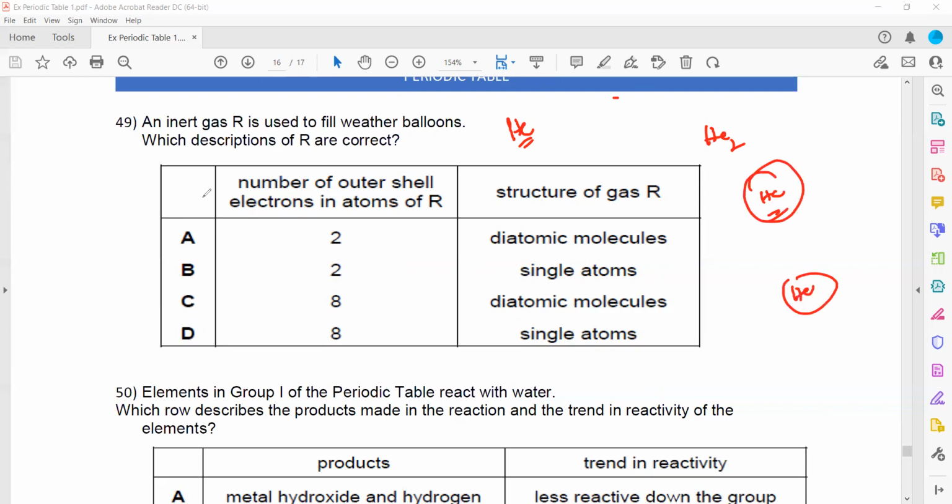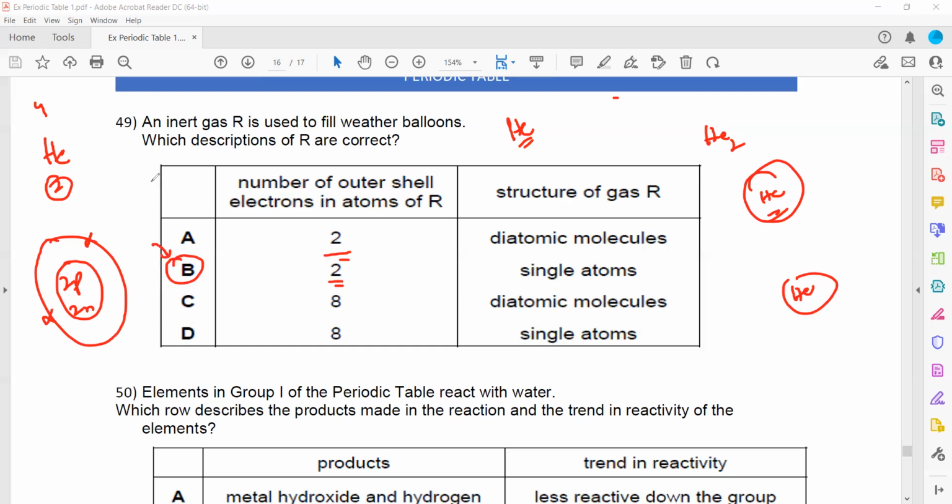And how many electrons? If you check the periodic table, helium has atomic number 2. So 2 protons are there in the nucleus, 2 neutrons because 4 minus 2 is 2 neutrons, and there are 2 electrons in the first shell. So the number of electrons in the outer shell, that's its first shell only, is 2, and it exists as a single atom. That's why B is the right answer. The rest will have 8 electrons, but only helium will have 2 electrons in its outermost shell.